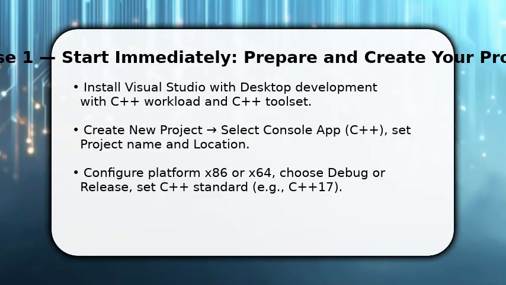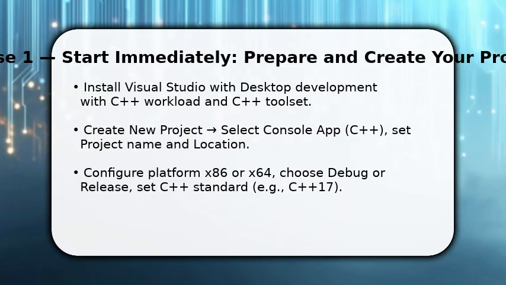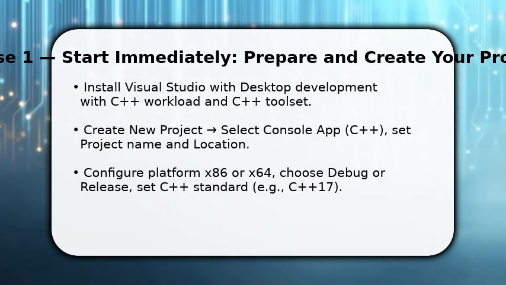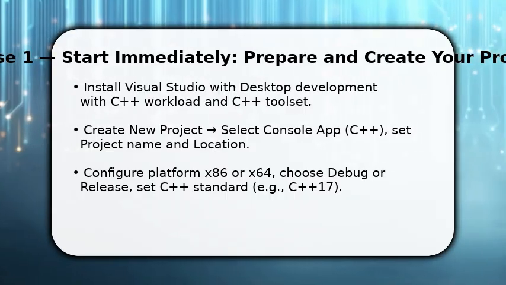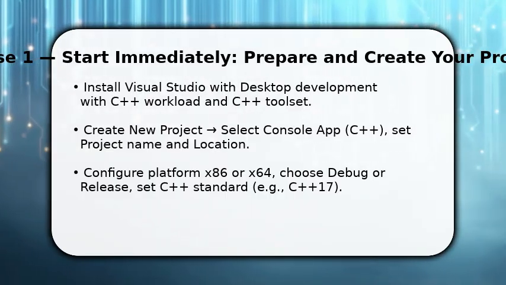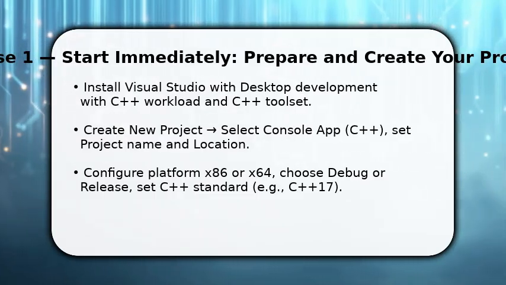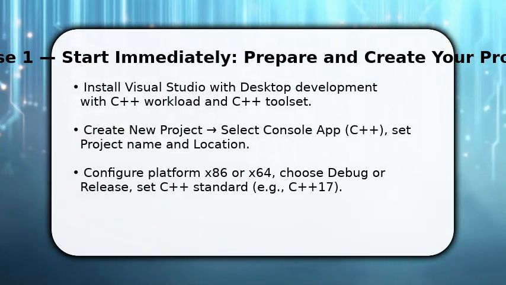You already have what matters: Visual Studio and the C++ workload. Now create a project. Open New Project, pick Console App C++, name it, and choose a folder. Once done, set platform to x86 or x64 depending on libraries, and pick Debug for development so you get symbols.